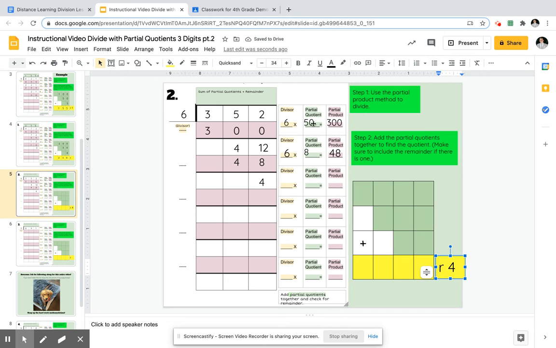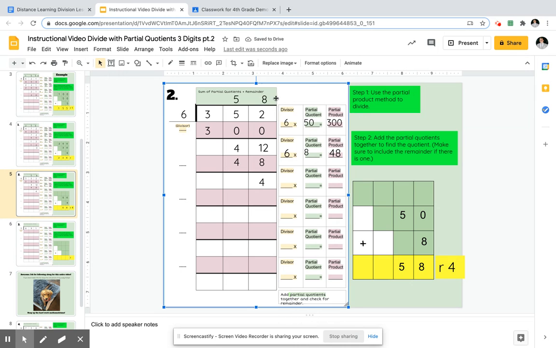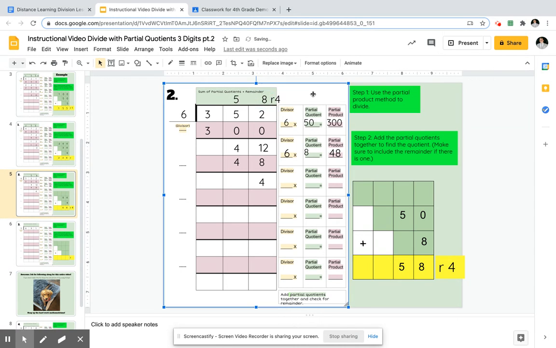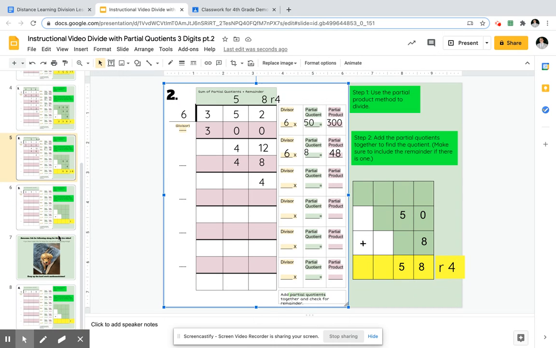Well, now I'm going to add my partial quotients, my green column, together. So we're going to add 50 plus 8 to get 58. So our final answer would be 58, and with a remainder of 4. 58, remainder 4. All right, guys. So next, you are going to complete numbers 3 and 4 on your own.